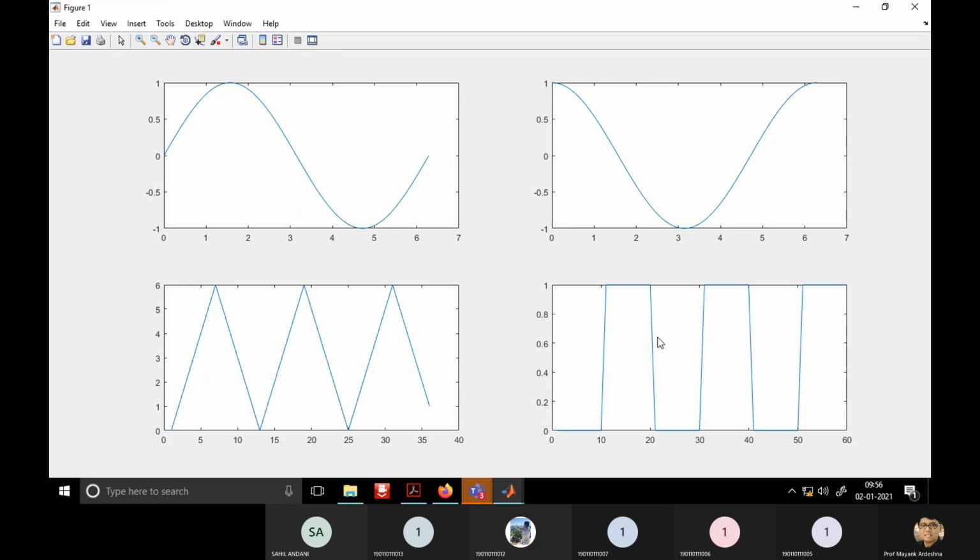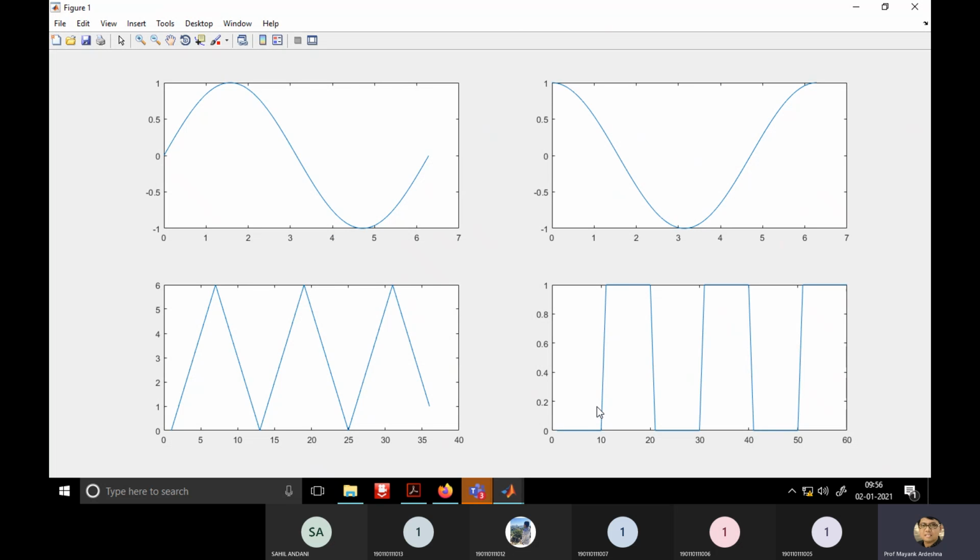This one. If you see the square waveform starting from 0 to 10, the value is 0, so it's basically off. But when I'm moving from 10 to 20, this is called 1. From 20 to 30 its value is 0. So 10 to 20 is basically on, and this is the off signal.